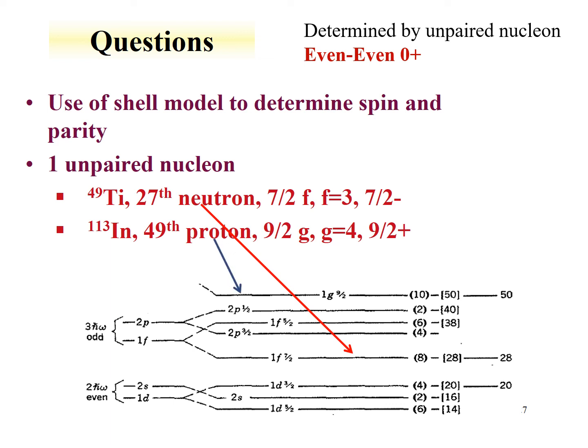Another example, indium-113: the 49th proton defines this element indium, that lives here. It's a g 9/2. 9/2 is the spin, g is 4, so it's 9/2 plus. If you go to the chart of the nuclides and look up indium-113, you'll indeed see that spin and parity are 9/2 plus. This also indicates that these nuclei are spherical, since the shell model is used to evaluate and is based on spherical nuclei.